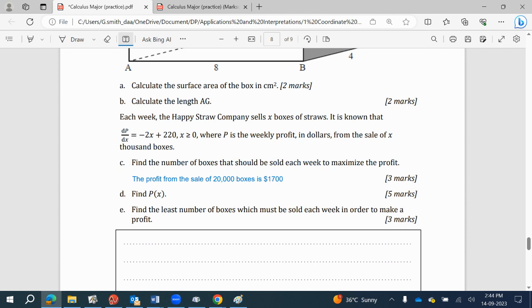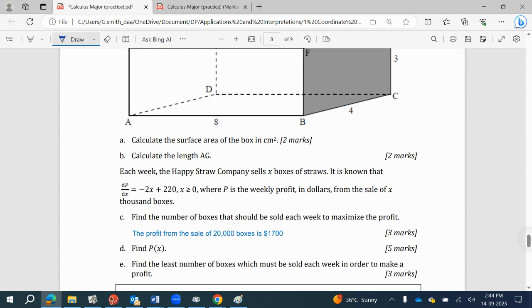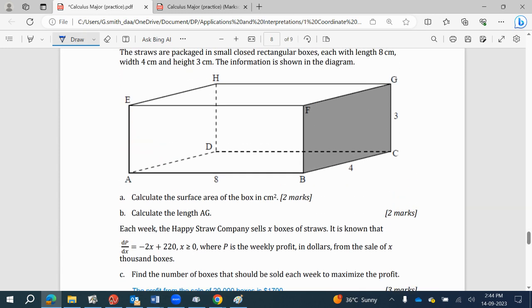Just 1 point makes all the difference. Calculate the surface area of the box. So we've got a bunch of rectangles here. This end one is going to be 12. This one here is going to be 8 times 3, so this space is 8 times 3, 24. And this top one is 8 times 4, that is 32.